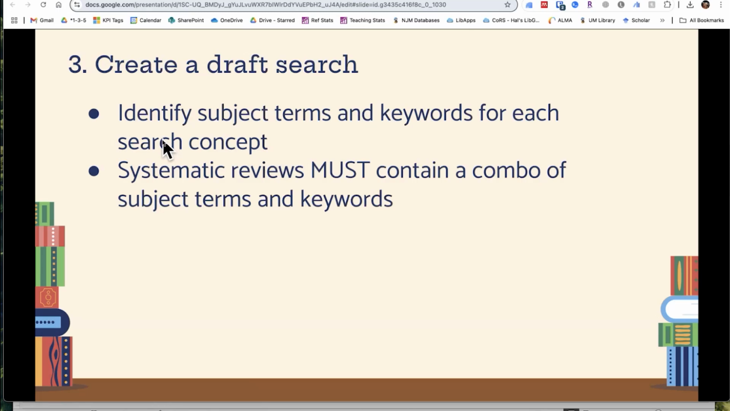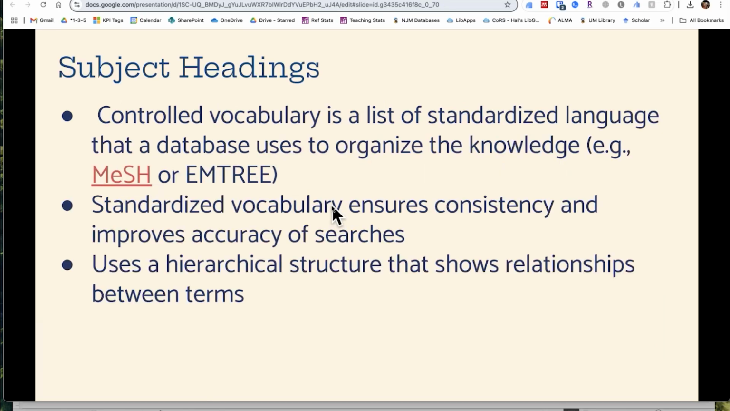Okay, so this is going to be the part that takes you the longest: how do you go about creating your actual search? What you have to do is identify subject terms and keywords for each of your concepts, and you have to have a combination of both of them. So what are subject headings? Maybe you're asking yourself that, especially if you don't spend a lot of time searching.